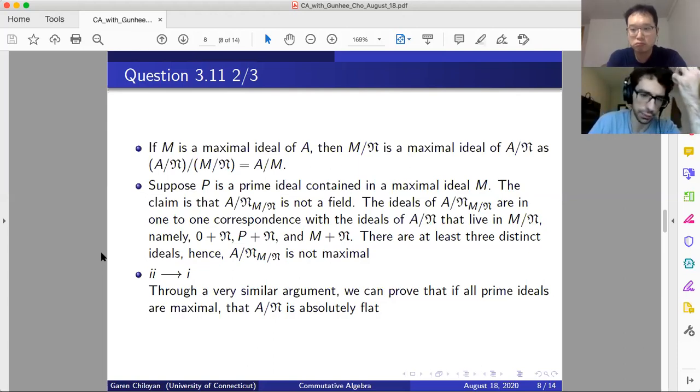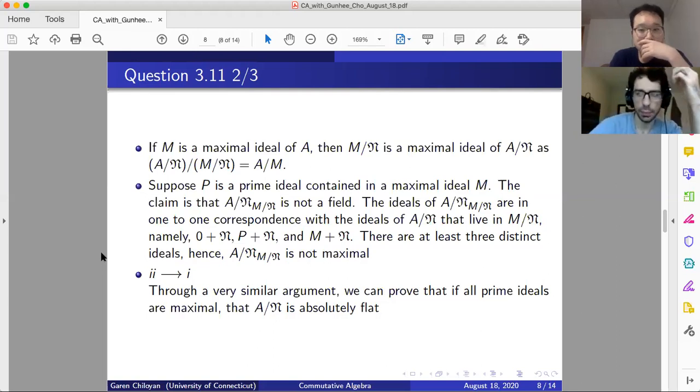So M mod n is not maximal, and so we have a contradiction. So I proved the contrapositive actually. So it is in fact true that 1 implies 2.